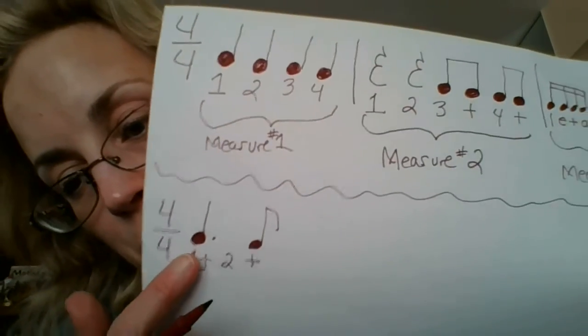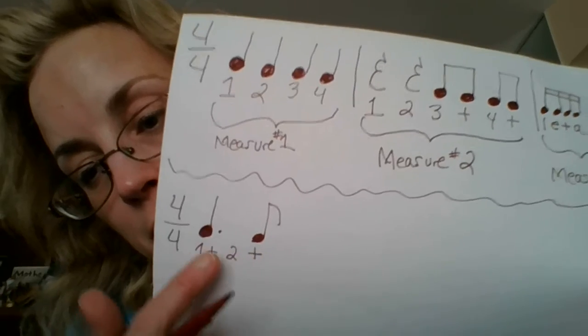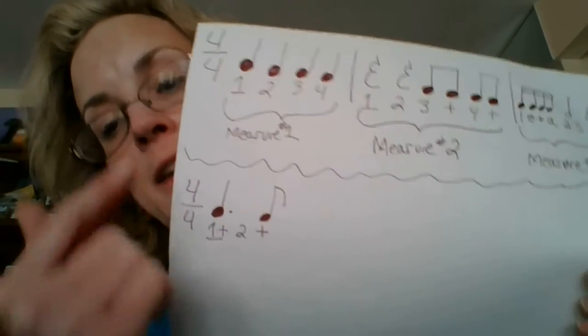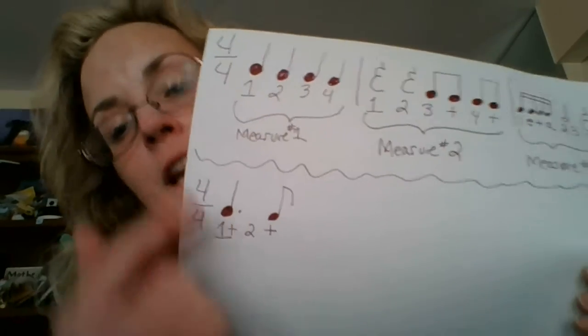Whatever works the best for you. 1 and 2 and, 1 and 2 and. So it's 1 and 2 and, long, short, long, short. So you would clap it like that. 1 and 2 and. That's how you would clap it. Long, short, long, short. That's how you would clap it.